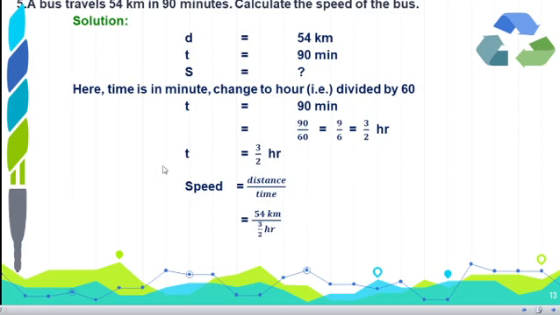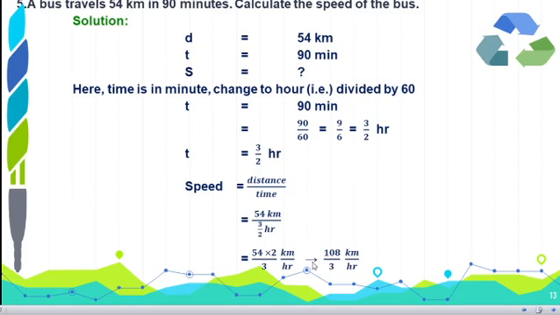All right, what is time? 3 by 2 hour. Now here denominator 2 is there. This goes to the upside. 54 into 2 into kilometer divided by 3 hour. So when we multiply these two values, 2 4s are 8, 5 2s are 10. So 108 divided by 3 kilometer per hour.